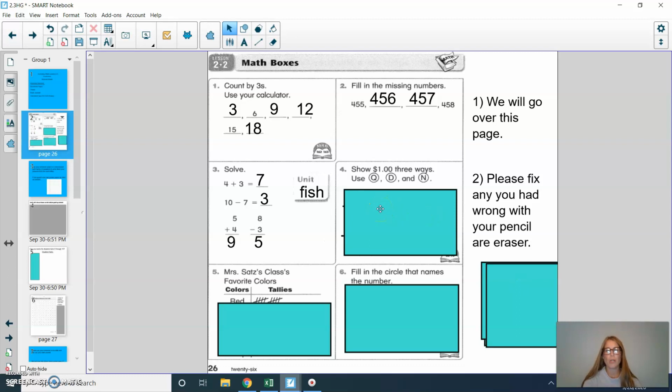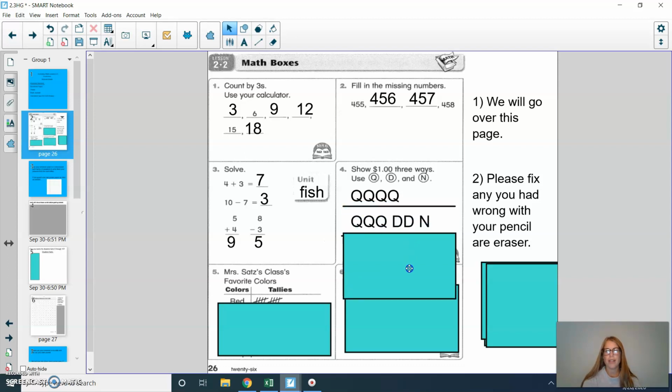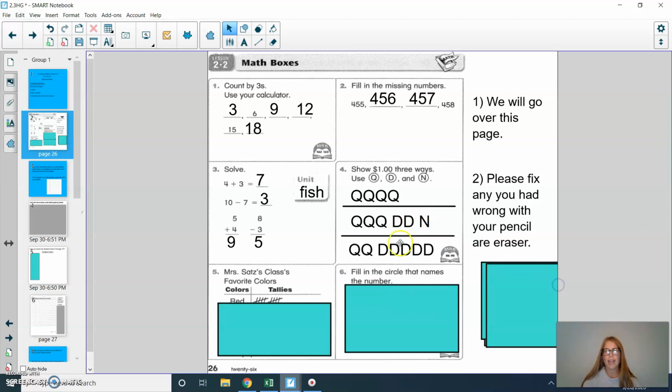For question number 4, you're showing $1 three different ways using quarters, dimes, and nickels. There's lots of possible answers for this, so you might have the same ways that I do, or if you have something different, that's okay too, as long as they equal $1. The first way I had was 4 quarters. Then I had 3 quarters, which 1 quarter is 25, then 50, 75 cents. Then a dime, which brought me to 85, 95, and a nickel, that brought me to $1. The last way I had 2 quarters, which I know is 50 cents. And then I had 5 dimes, which is also 50 cents. 50 cents plus 50 cents gives me $1.